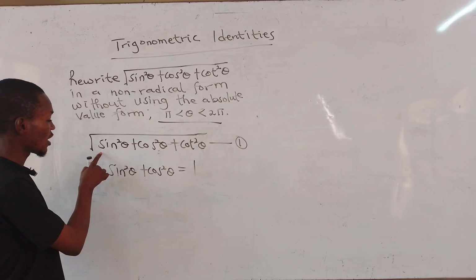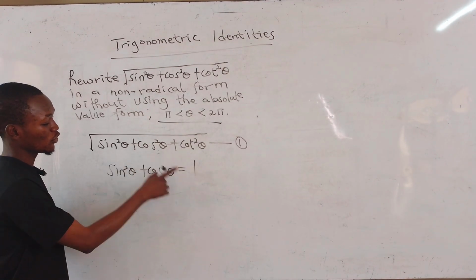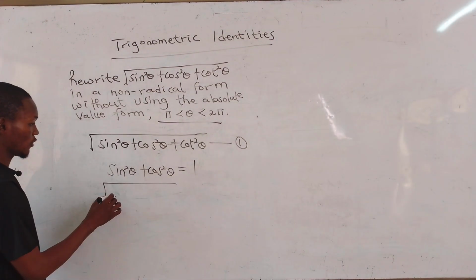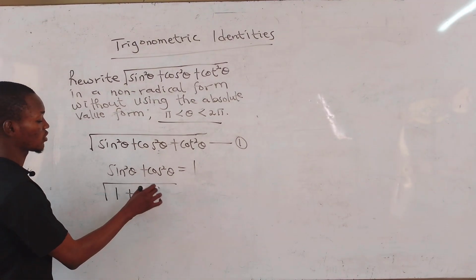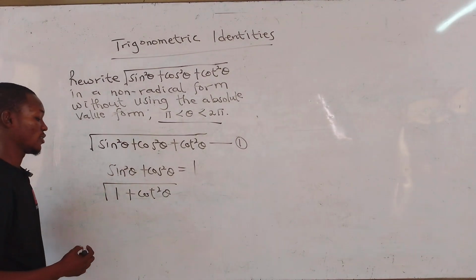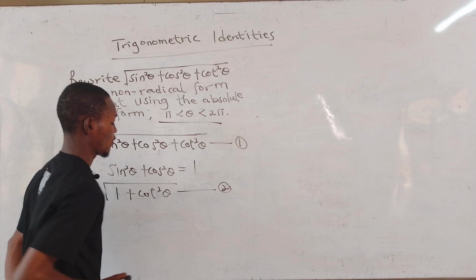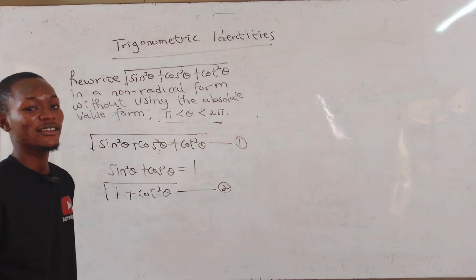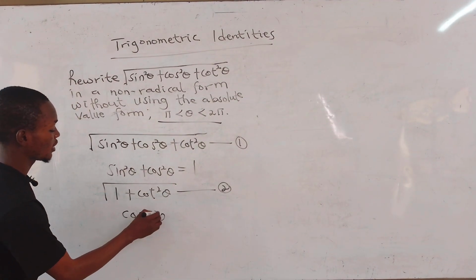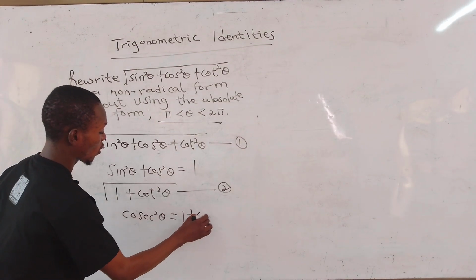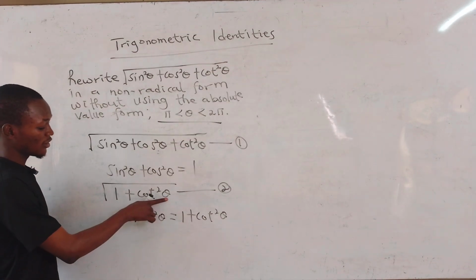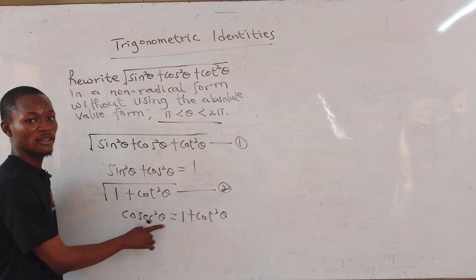So this means that in place of sine squared theta plus cos squared theta, I'm going to replace it by 1. So I'm going to rewrite this as the square root of 1 plus cot squared theta, because the 1 here represents sine squared theta plus cos squared theta. I'll name this 2. And also from the Pythagorean identities that we just proved, we know that cosec squared theta is equal to 1 plus cot squared theta.